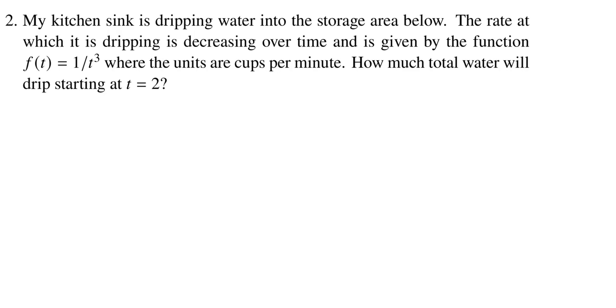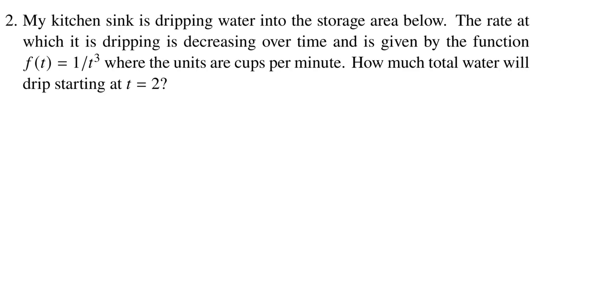All right, so the sink is dripping water into the storage area below, and the rate at which it's dripping is decreasing over time and is given by the function f of t equals 1 over t cubed, where the units are cups per minute. And we want to know how much total water will drip starting at t equals 2. So we're given a rate, and we want to know over time how much we accumulate.